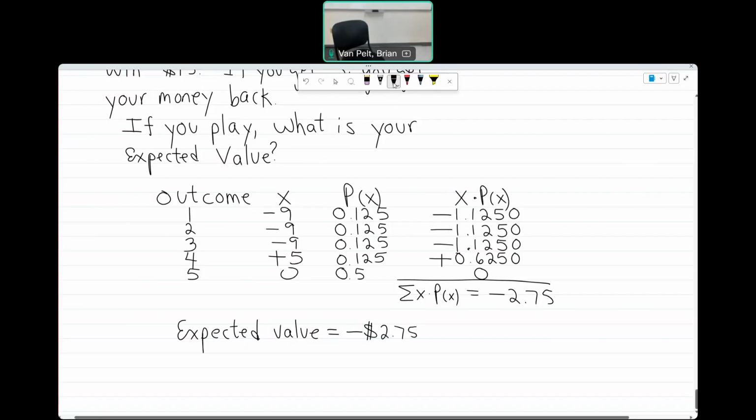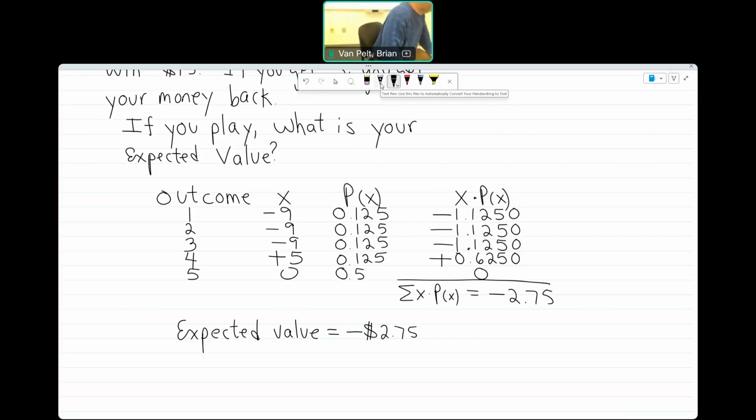So if you get one of these on a test and you somehow come up with a positive version of that, you should think twice about what's going on. It's not a reasonable game if that happens. Now, I should say something like this. That's how much you can expect to lose every time you play, $2.75. However, the gambling place, they expect to win exactly that amount every time you play. Do you know what I'm saying? Whatever's negative to you is positive to them.